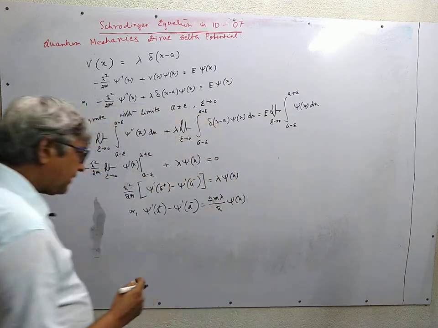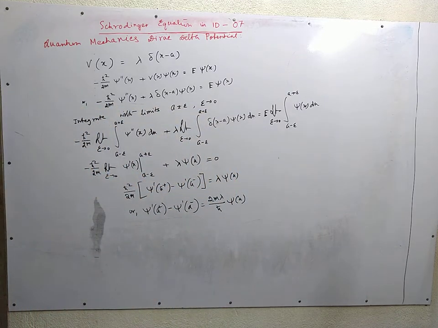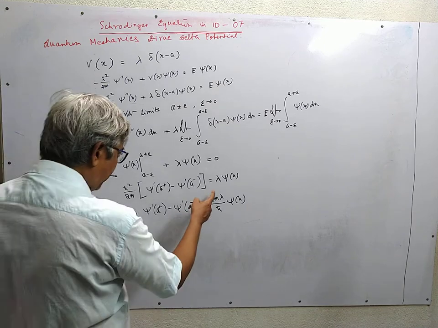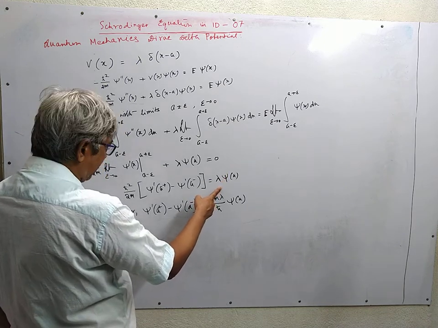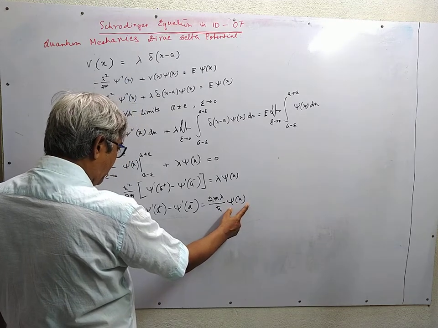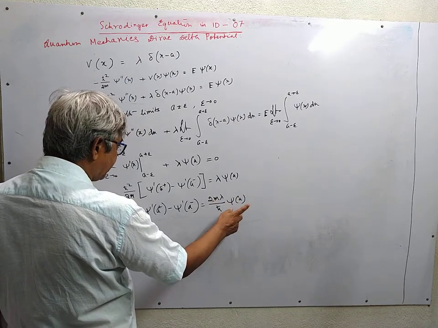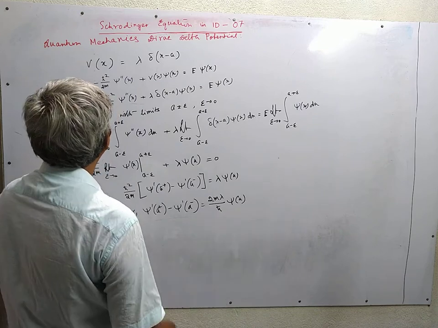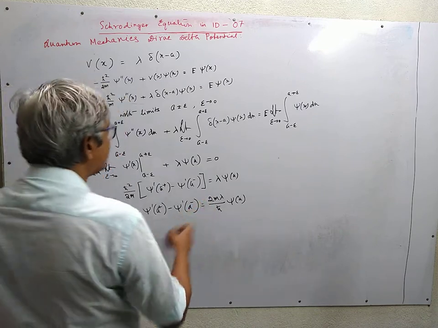If psi at a is not equal to 0, the first derivative of the wave function has a discontinuity, and the amount of discontinuity depends on the mass of the particle, on the strength of the delta well, as well as the value of the wave function at the center of the delta well. So this is our conclusion.